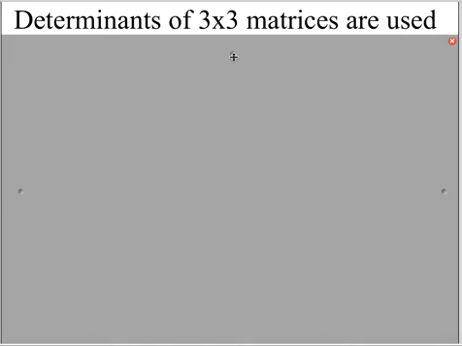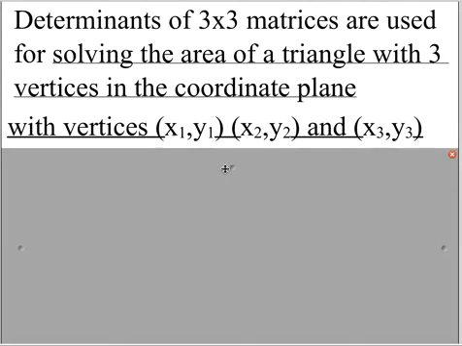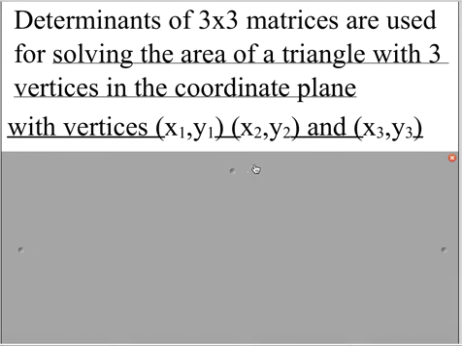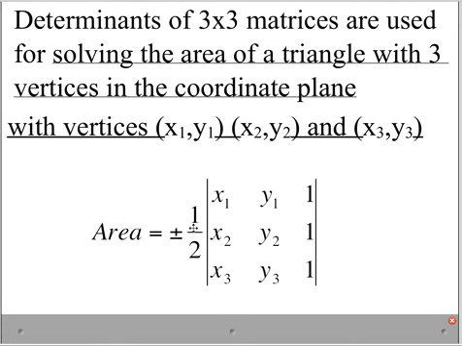Determinants of 3 by 3 matrices are used in many application problems, but we are going to use them to solve the area of a triangle with 3 vertices in the coordinate plane. So if you're given the vertices (x1, y1), (x2, y2), (x3, y3), I just numbered them so that you know that there were 3 of them. The formula for it is plus or minus 1/2 times the determinant, and you write whatever coordinate you want in the top row, and then the last column is always 1. So we have x1, y1, 1, x2, y2, 1, and x3, y3, 1. Order doesn't matter, you'll end up with the exact same area.